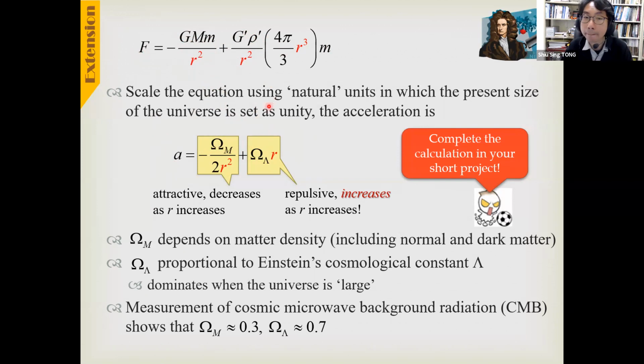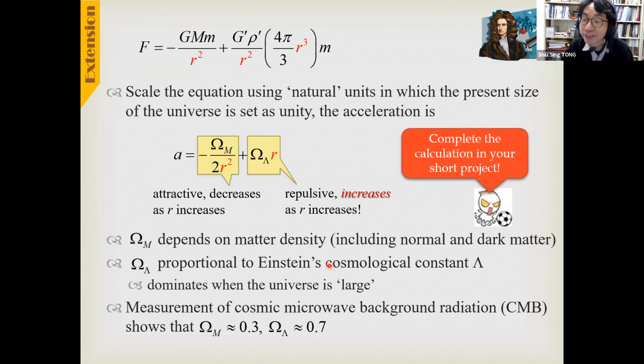Okay, and also g prime. Now I use a capital omega m to denote the effect of the attraction force of matter. So that becomes omega m over 2r² with a minus sign. Now the 2 here is only a convention, okay? And we use an omega lambda to denote the repulsive force of the vacuum repulsion, okay? Now you see the dependence here. The gravity force is inversely proportional to r², and the vacuum force is proportional to r.